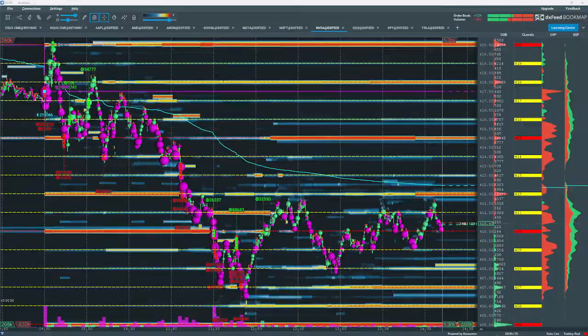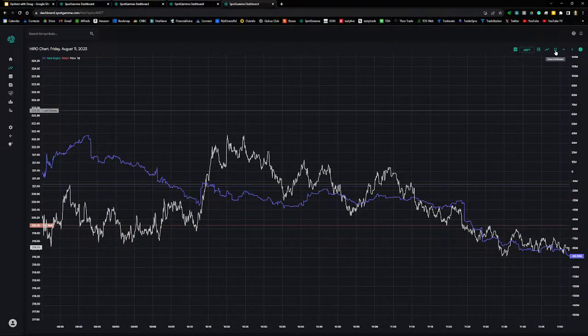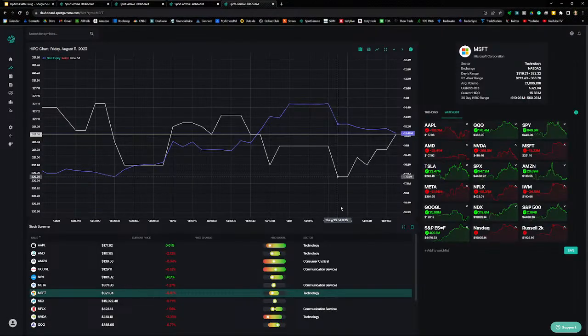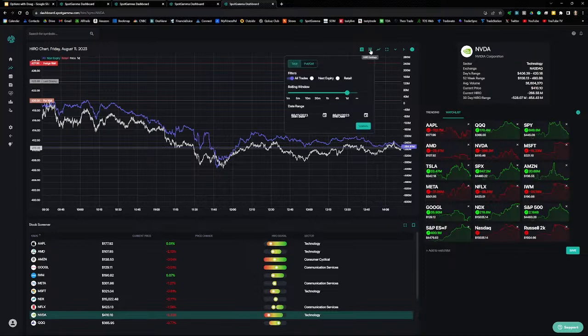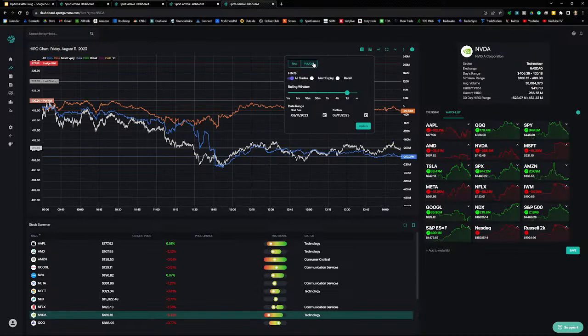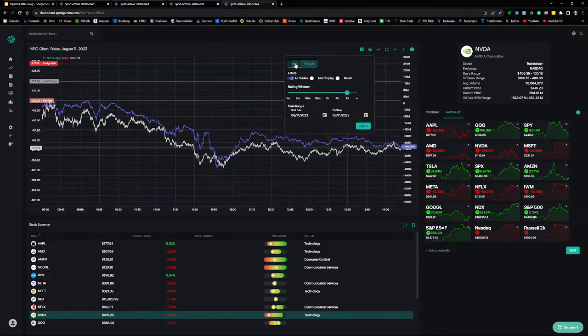Go back to Hero. Microsoft, divergent short, just like in Meta. Here's NVIDIA. So net for the day, traders are selling calls and buying puts. Notional value for both is negative. Let's zoom in on this. And actually, before I do that, I'm going to take a look at something else.